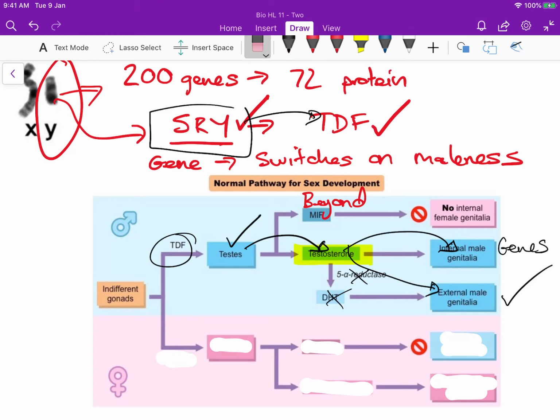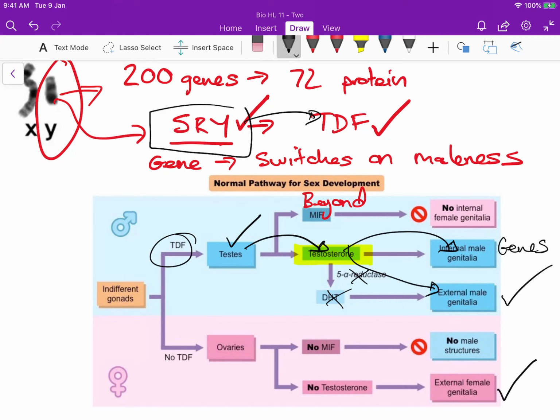Now, if you're a female, you don't have SRY, you don't produce TDF. No TDF means that you start producing ovaries. And because you're not making any of this inhibitory substance, you won't make any male structures. And so you've got no testosterone, and without testosterone, without SRY, without TDF, you'll develop female genitalia.